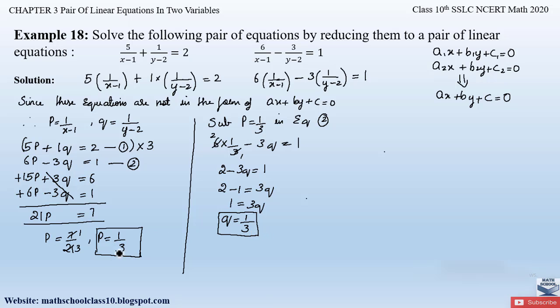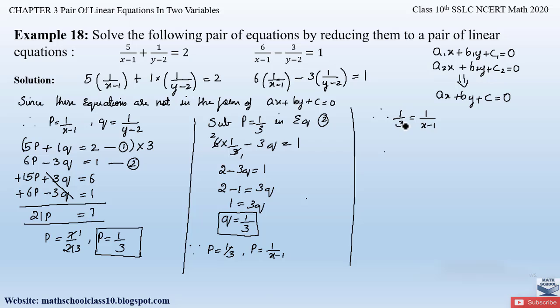Now what is the P value which we had assumed initially? We had assumed P to be equal to 1 by x minus 1. So let us substitute here. Write down, since P equal to 1 by 3 and P is equal to 1 by x minus 1, therefore we can equate 1 by 3 equal to 1 by x minus 1.